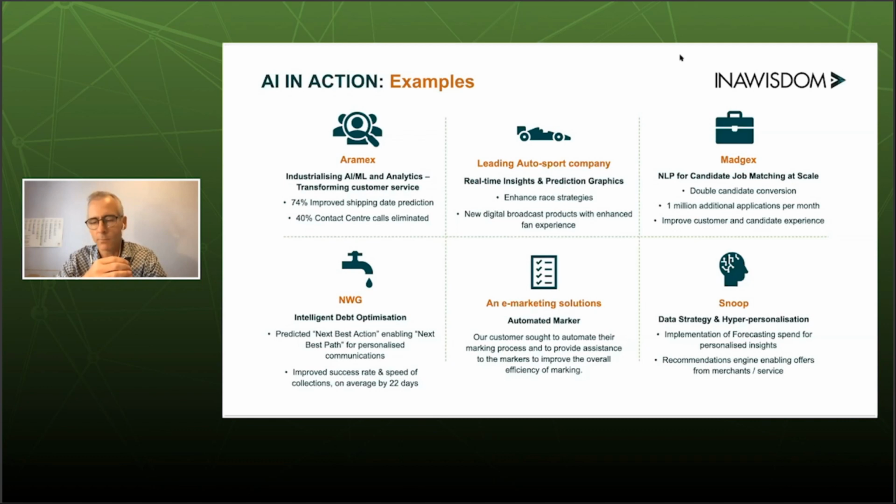Or another one is around predicting overtake, the probability of an overtake actually mid-race, right in the middle of a race, using machine learning data trained on that particular racetrack and live from that event. So that's a fan experience use case. And picking one more, say bottom right for Snoop.